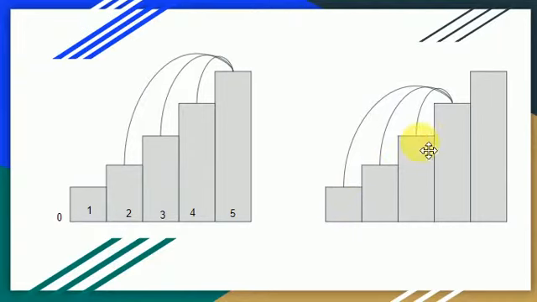You can reach 4 in 1 step from the 3rd step, or from the 2nd step if you take 2 steps, or from the 1st step if you take 3 steps. So basically this is a recursive function. The options available are n minus 1 plus n minus 2 plus n minus 3. If you add all these options, you will get the number of ways.